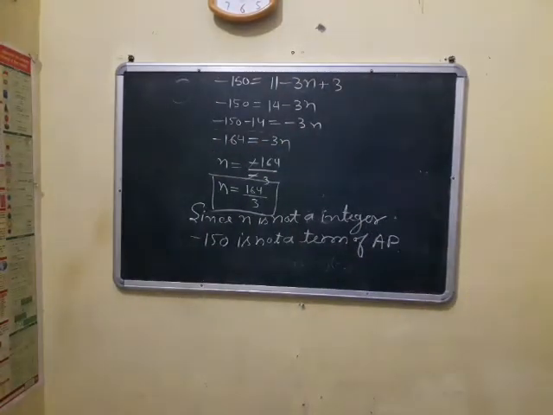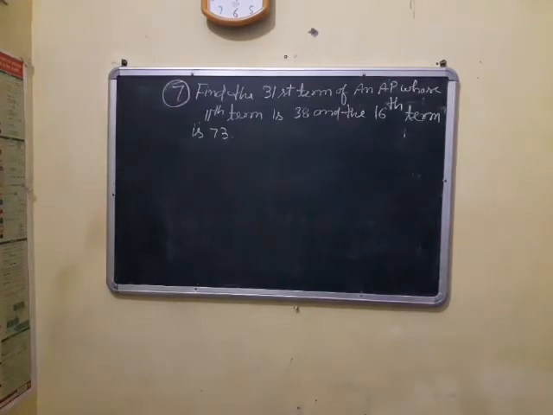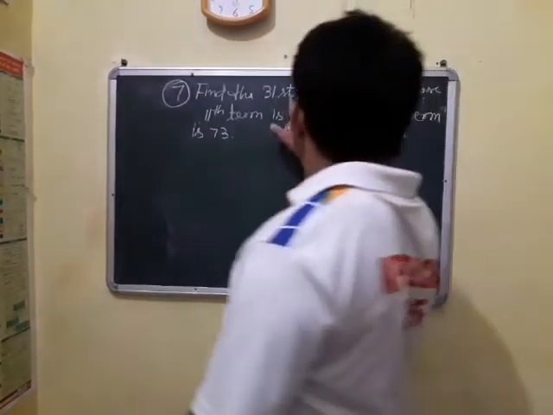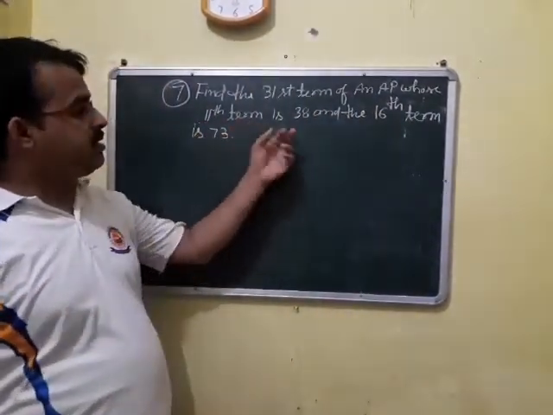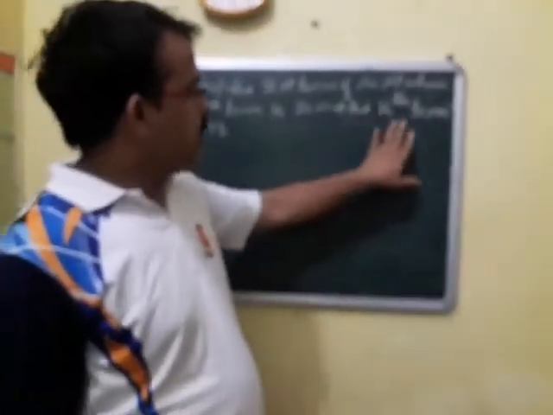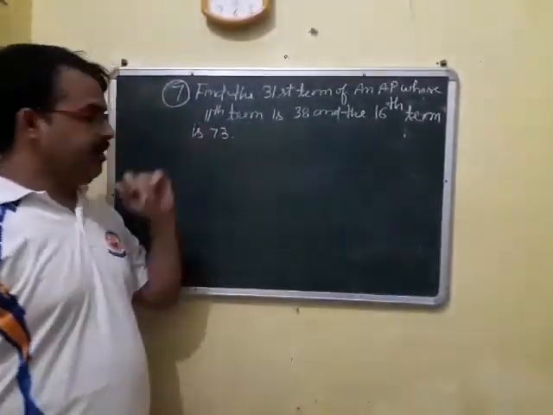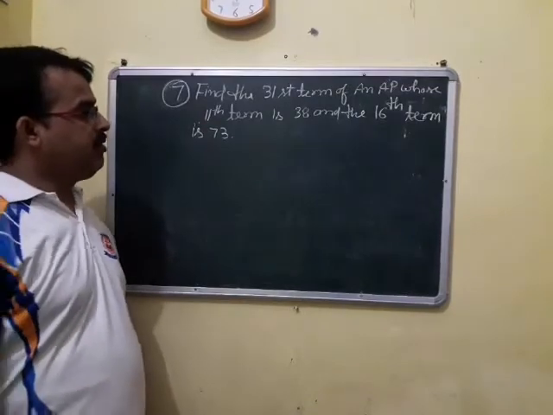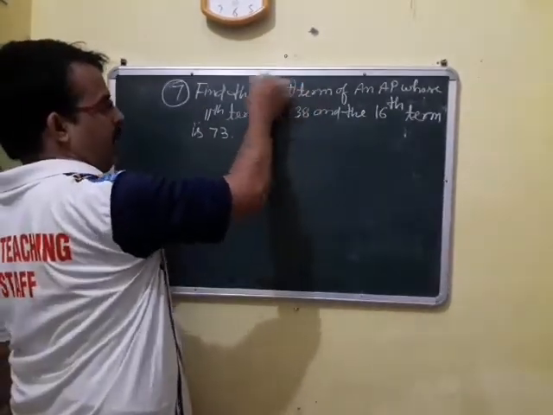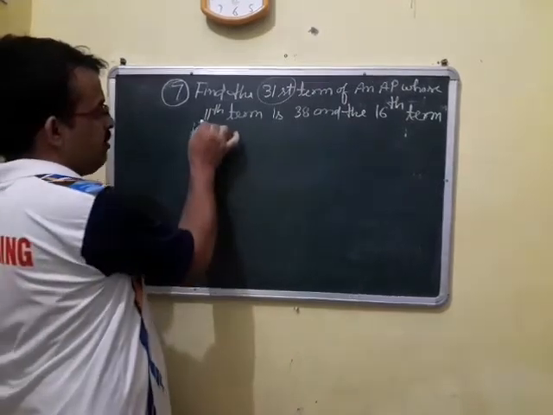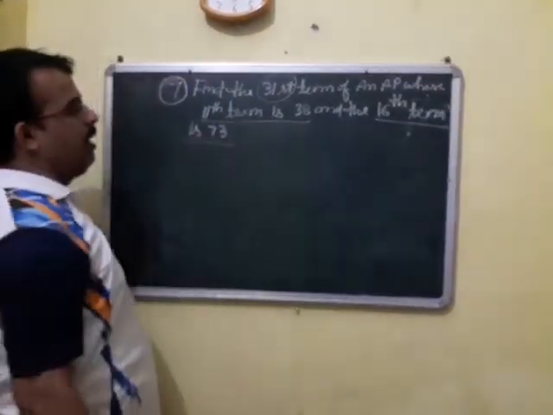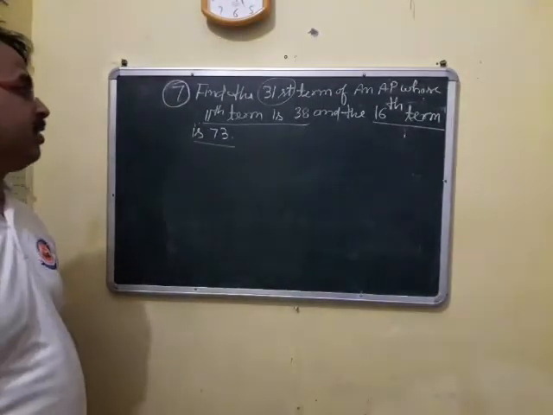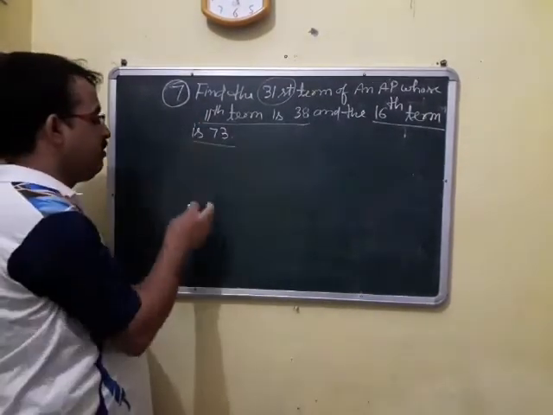Now see question number 7 here. Question number 7 says: find the 31st term of an AP whose 11th term is 38 and 16th term is 73, clear. So what we find here is the 31st term, and given are these two terms, the 16th term and the 11th term, clear.